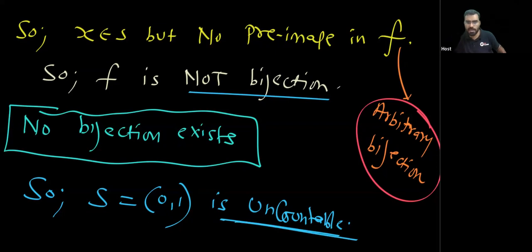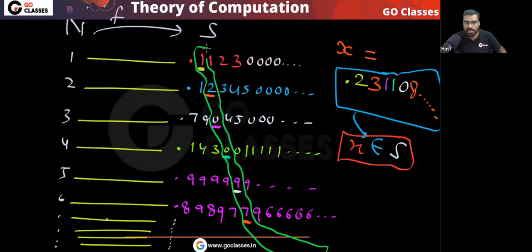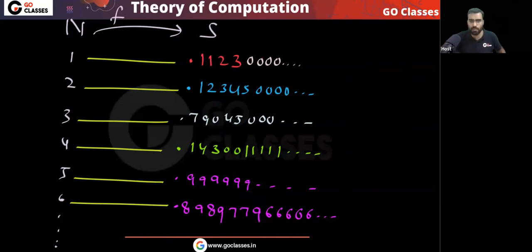Is this clear? Did you notice which argument this is? This argument is called Cantor's diagonalization. Why? What is the reason? Because we are just following this diagonal, right? Yes or no? This diagonal we are following. So this proof is called Cantor's diagonalization proof, and that is the reason for its name.